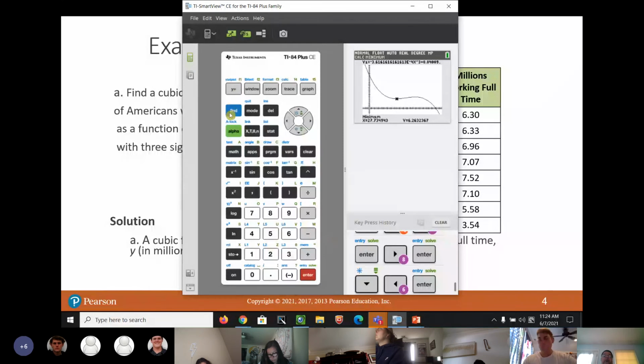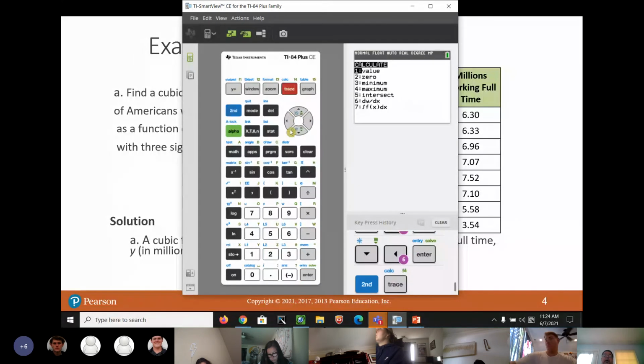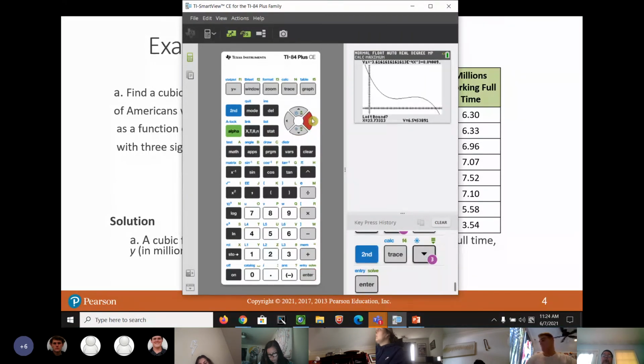And then the max is going to be right over here. Max. And that's going to be left of here. Right there. In the middle. I got 46.19 and 7.40.